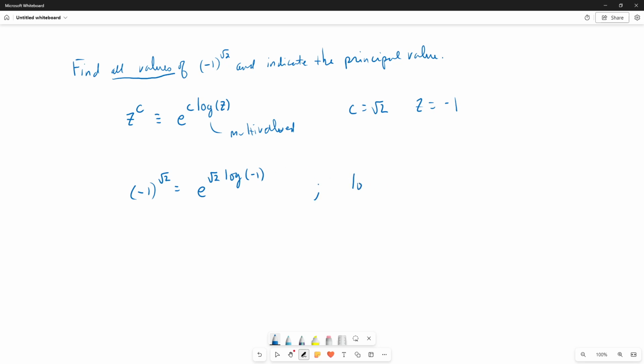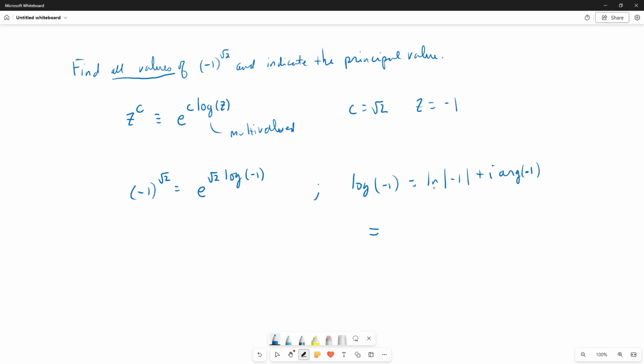Now the log of -1 is equal to, this is the complex logarithm, the natural log of the modulus of -1 plus i times the argument of -1, and there are infinitely many angles here. And when we talk about the principal value of the exponential expression, then we will use the principal value of the argument.